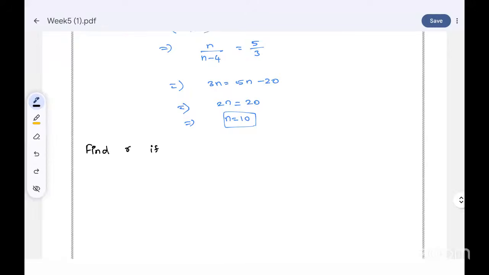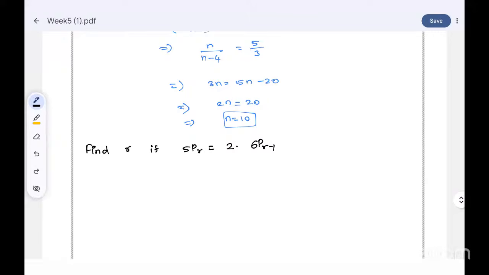Find r if 5Pr equal to 2 times 6P(r minus 1). So this time you have to find r. Only similar techniques you have to use, nothing new.